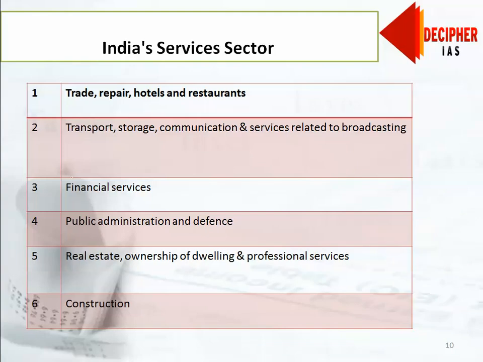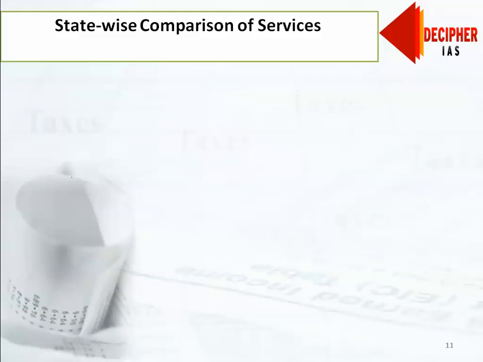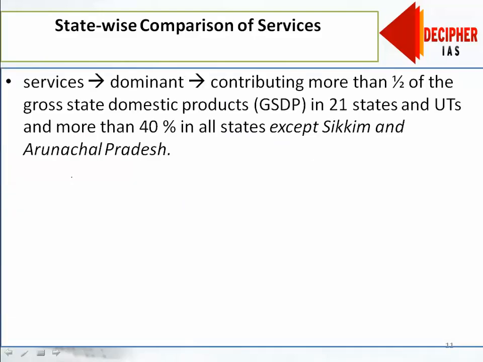Now, India's service sector mainly has these services: trade, repair, hotels and restaurants, transport, storage, communication and services related to broadcasting, financial services, public administration and defense services, real estate, ownership of dwellings and professional services, as well as construction services. Now, if we compare the services state-wise, services are dominant in 21 states and UTs.